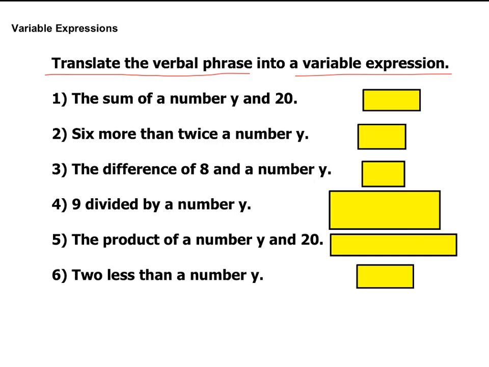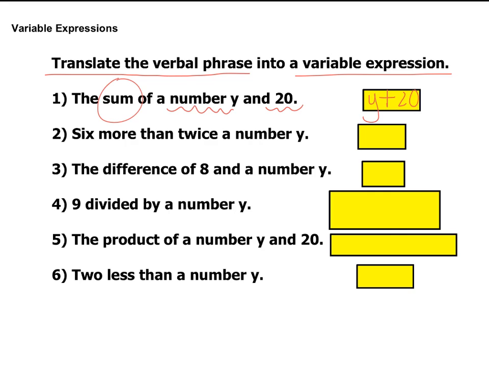What's our key word in that sentence? Remember the chart we just looked at? The word sum, meaning that we're going to add something. Okay, let's read the sentence. What are we supposed to add? Well, it says we're supposed to add a number y, that means an unknown number, and 20. So our variable expression is going to be y plus 20.